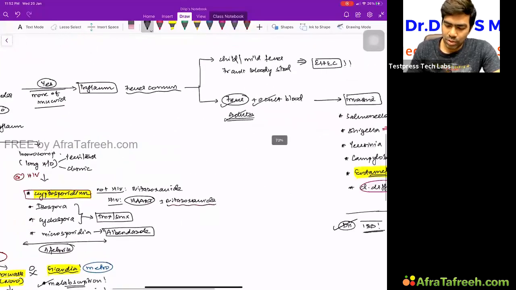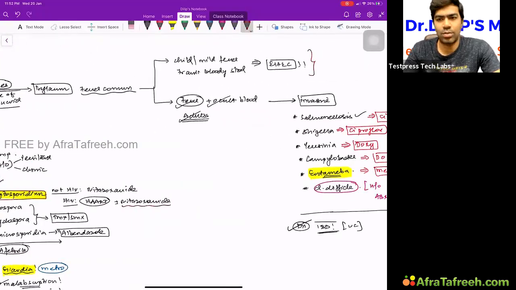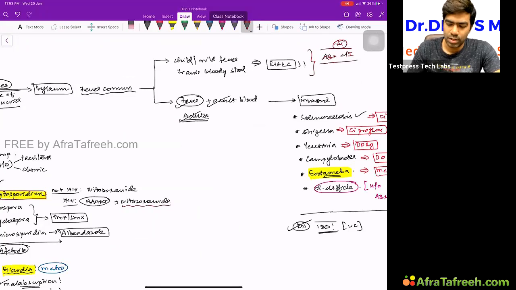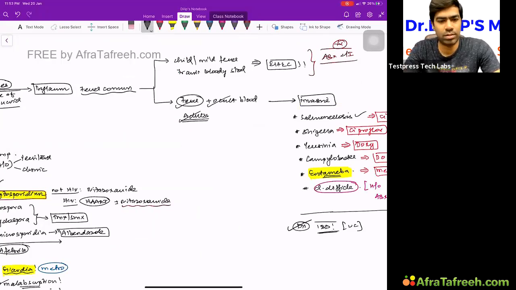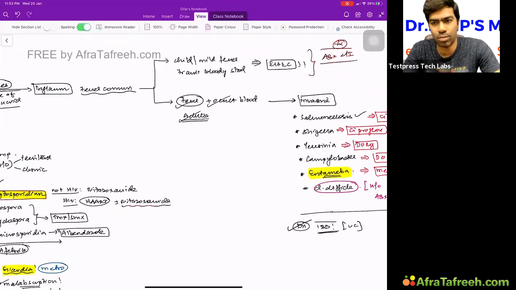Then when it comes to enterohemorrhagic E. coli, what is the drug that you're going to use? Remember, antibiotics are contraindicated. That is the point I need to tell. Very, very important. When it comes to enterohemorrhagic E. coli, when you're suspecting a HUS, especially in children, you should not use antibiotics. Antibiotics are basically contraindicated in this situation, which is a very, very, very important point to know.